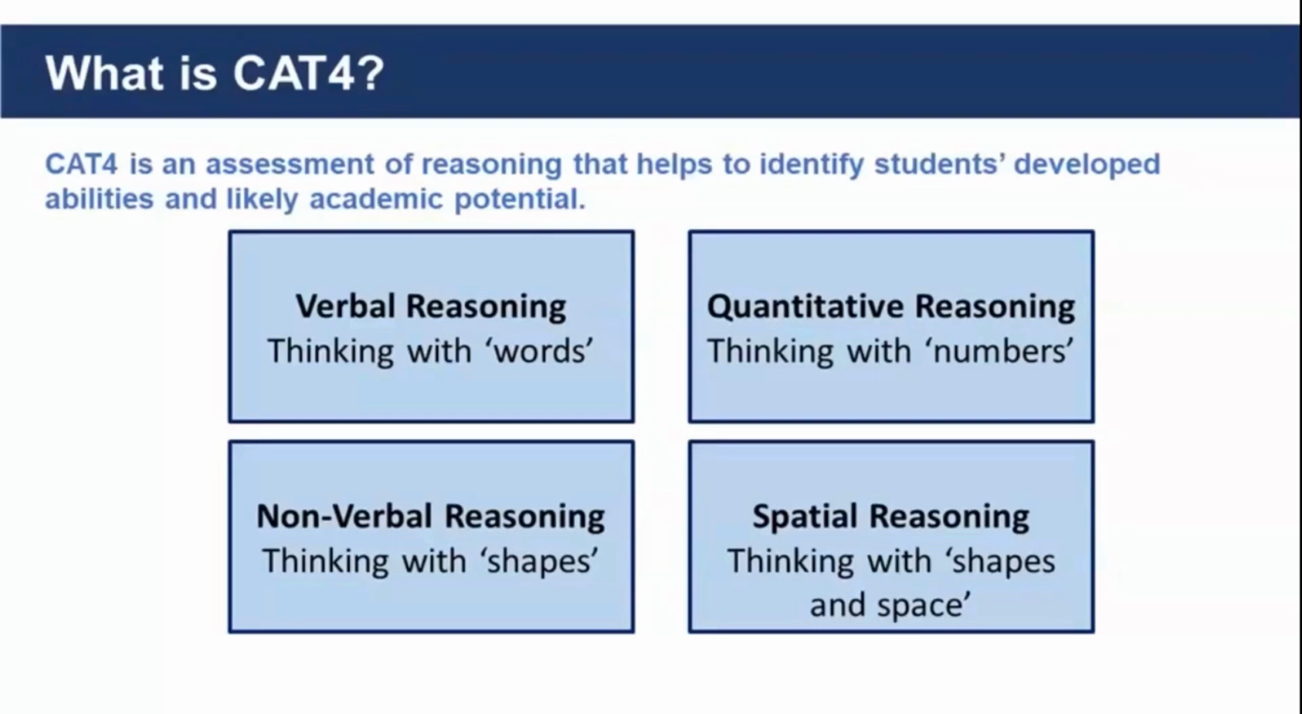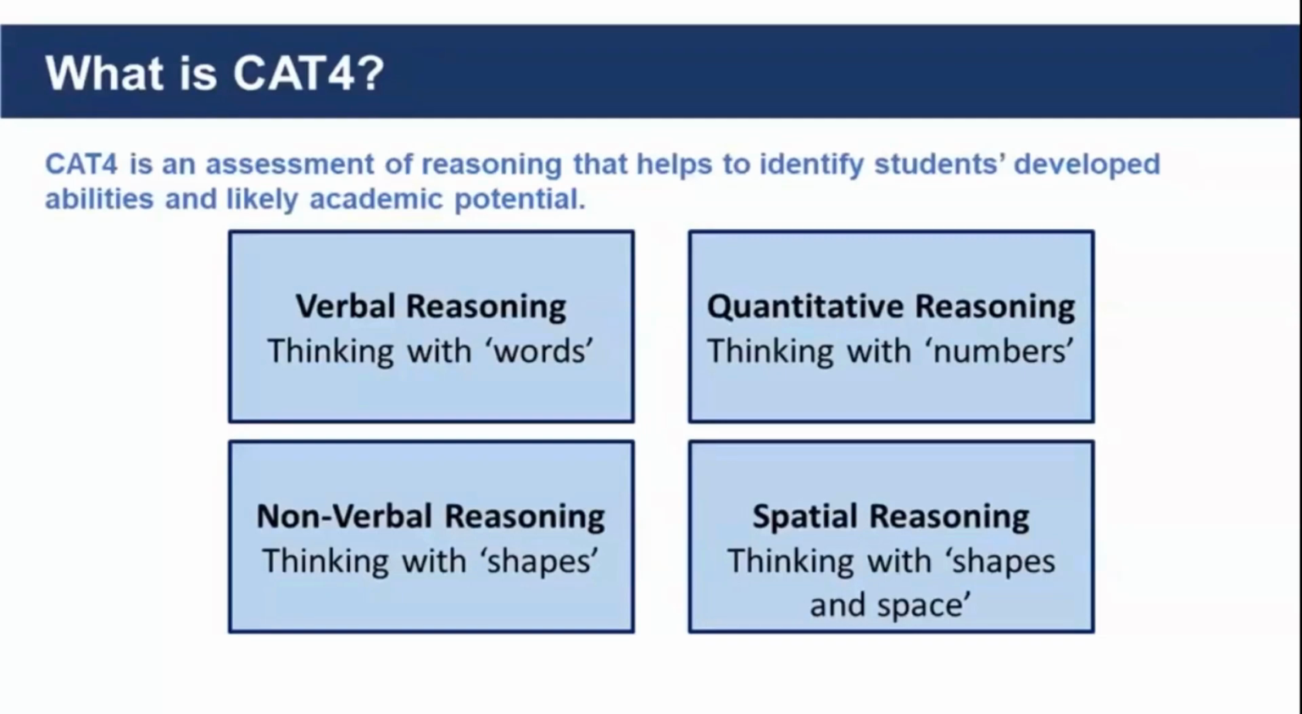As you can see, there are 4 batteries within the test. The verbal reasoning, which is where somebody thinks predominantly with words. Quantitative reasoning, where somebody thinks predominantly with numbers. Non-verbal reasoning, which is thinking with shapes. Or spatial, which is thinking with shapes and space.